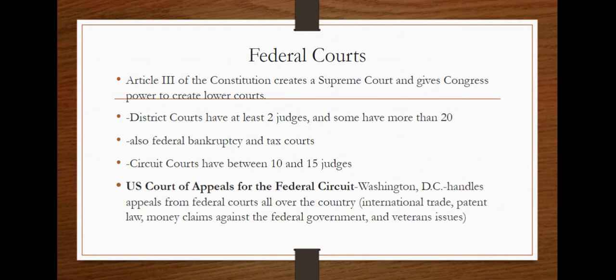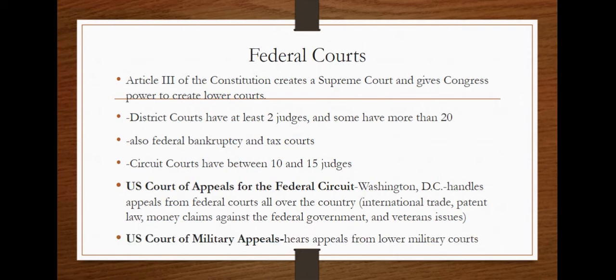The U.S. Court of Appeals for the Federal Circuit is in Washington, D.C. It handles appeals from federal courts all over the country, and deals with issues like international trade, patent law, money claims against the federal government, and veterans issues, okay? So you've got those 13 courts of appeal, and then here's another one that's over all of those. It will hear appeals cases from all of those. There is also a U.S. Court of Military Appeals that deals specifically with military court and military issues.